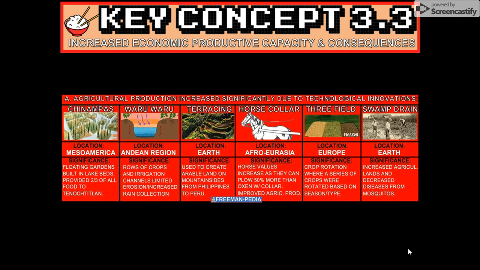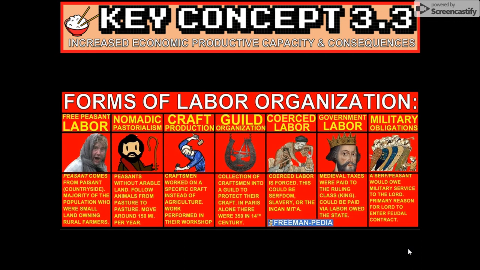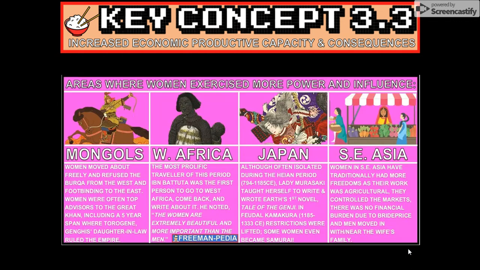I missed all the new agriculture stuff. So you have the chinampas with the Aztecs, the waru waru in the Andes, terrace farming, the three-field rotation. So you just have all these new ways of growing crops so that you can produce more food to help feed the populations, and then you get more people, which is why you need all these little labor systems.